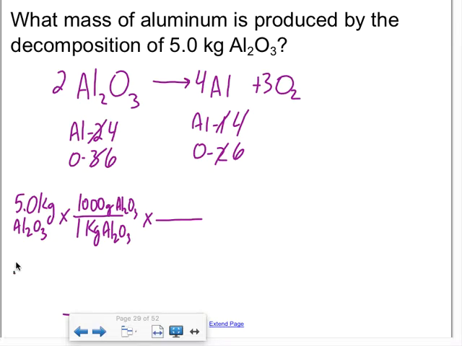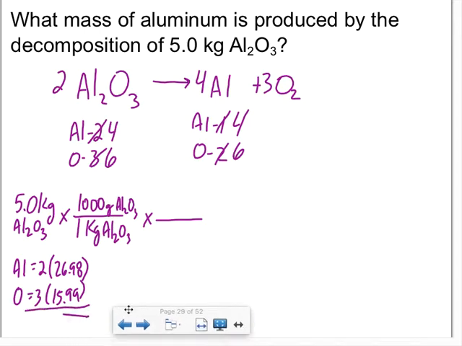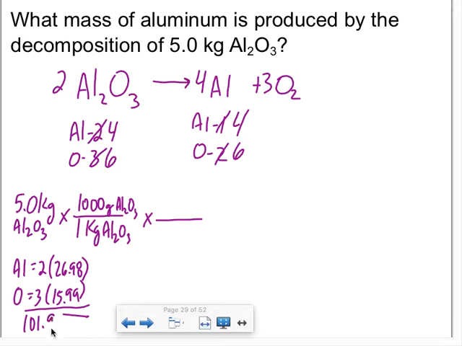So Al, 2, look on the periodic table, 26.98. Oxygen, 3 at 15.99. Add them up. 101.93 grams per mole. So if I measure out 101.93 grams of Al2O3, that means I have 1 mole of Al2O3.